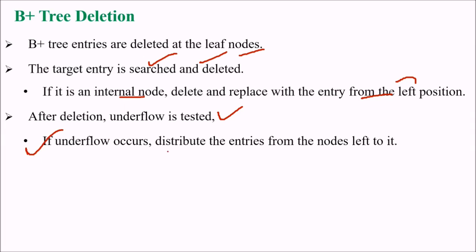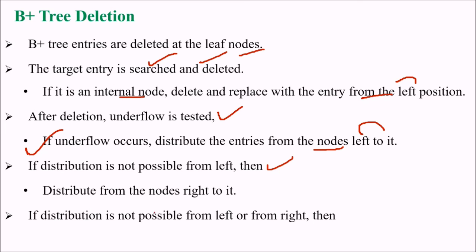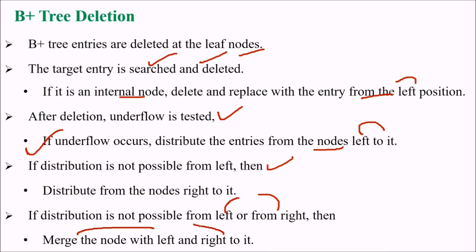If underflow occurs, we distribute the entries from the node to its left. If distribution is not possible from the left, then distribute from the node to its right. If distribution is not possible from the left or from the right, then we merge the node with the left and right nodes.